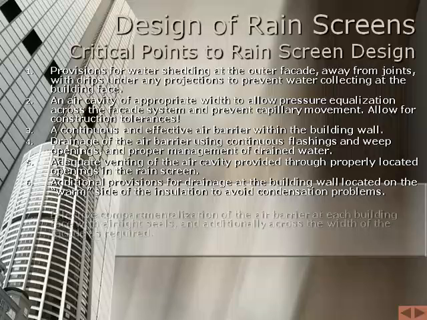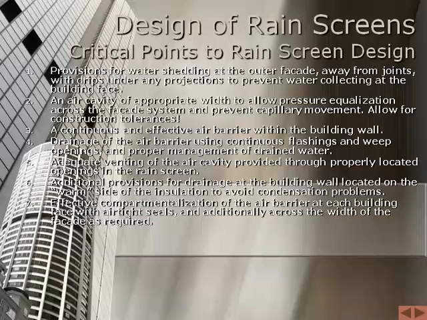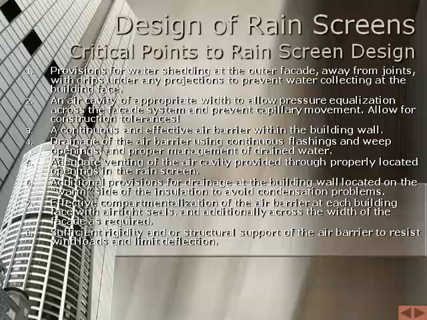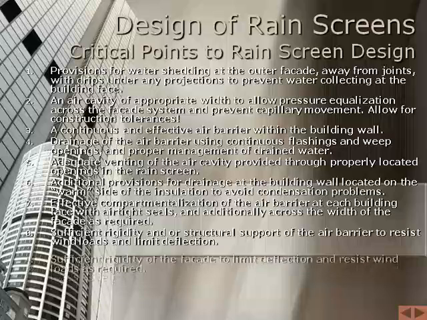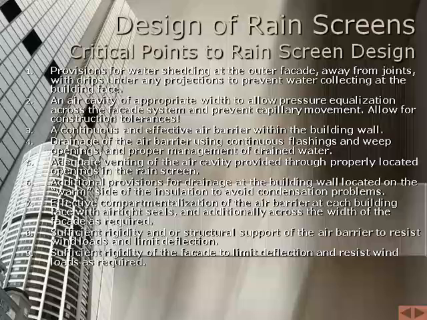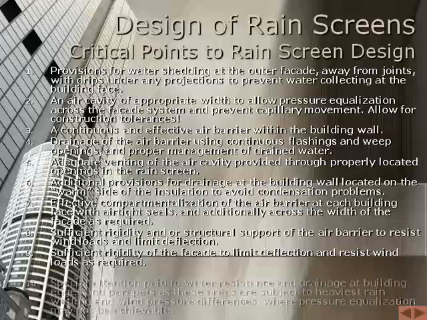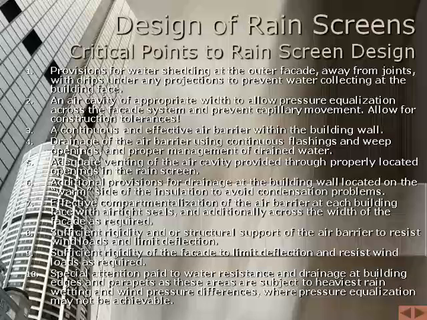Effective compartmentalization of the barrier at each building face with airtight seals, and additionally across the width of the facade as required. Sufficient rigidity and/or structural support of the air barrier to resist wind loads and limit deflection. Sufficient rigidity of the facade to limit deflection and resist wind loads as required. Special attention paid to water resistance and drainage at building edges and parapets, as these areas are subject to heaviest rain wetting and pressure differences where pressure equalization may not be achievable.